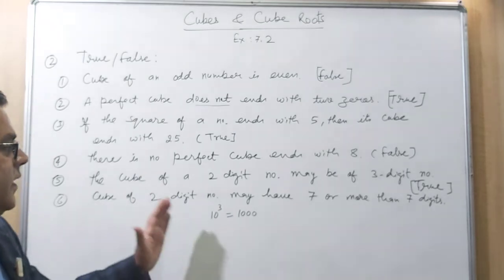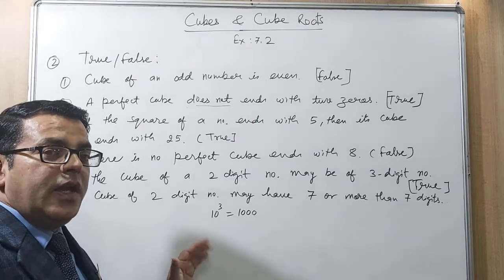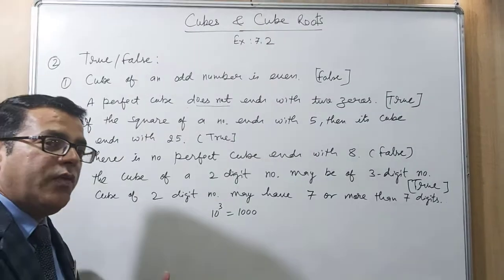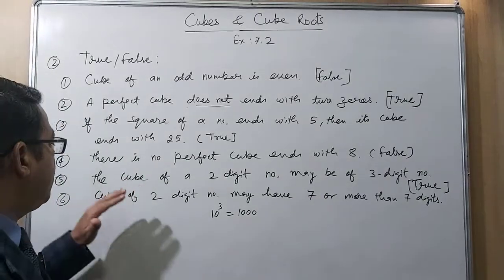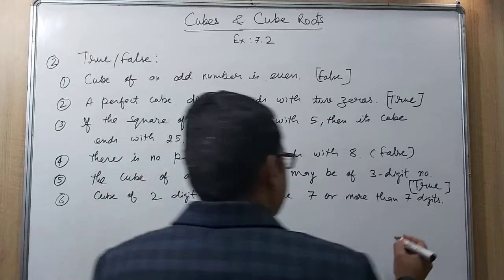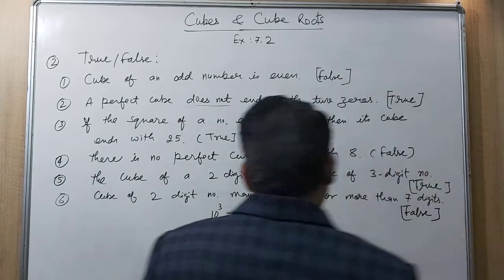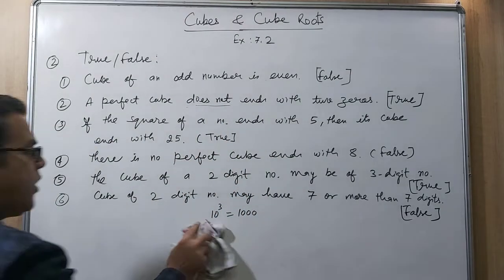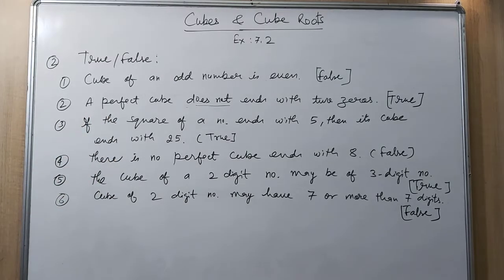And the maximum number from 2 digits is 99, and if you find the cube of 99, you will find only 6 digits in that. So we can say that this is totally false, right? The cube of a 2-digit number may not be 7 or more digits. One more part is there, that is the seventh part, the last part of this question.